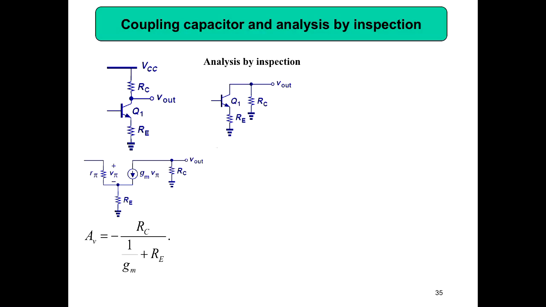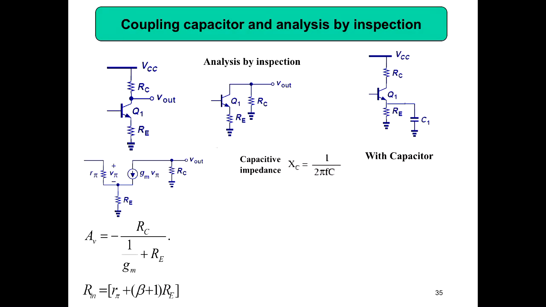So this one is gain equal to minus RC divided by (1/gm plus RE), which we already derived. The input impedance Rin is R pi plus (beta plus 1) times RE, because when you connect RE, you are increasing the input impedance by (beta plus 1) times RE. When you connect a coupling capacitor, which we already discussed, the signal will go through the capacitor because of its small impedance, and the DC emitter current will go through RE, as we discussed in the previous lecture. And we know that RE will not come into the picture in the small signal, because the capacitor is a short for the small signal.